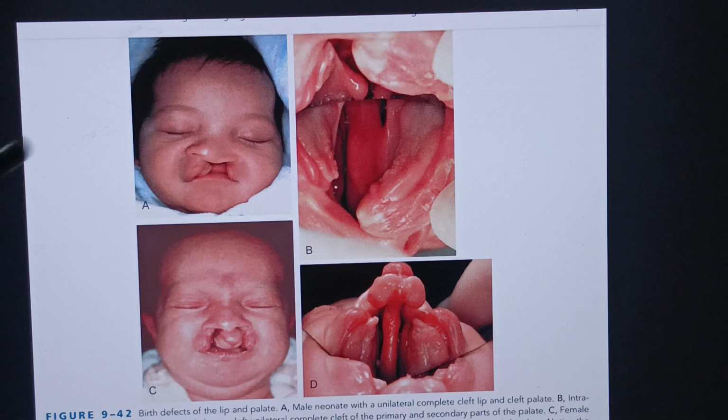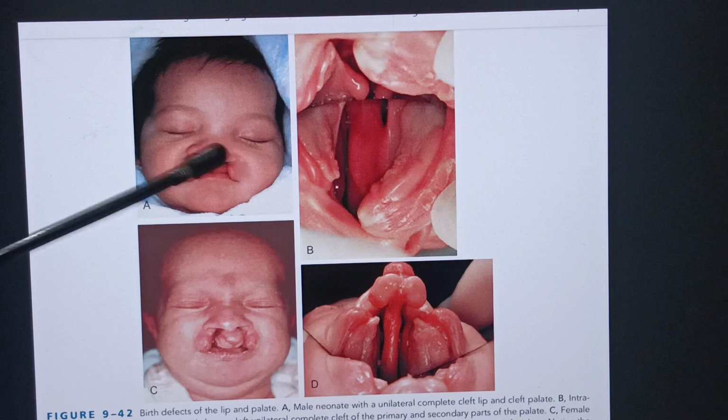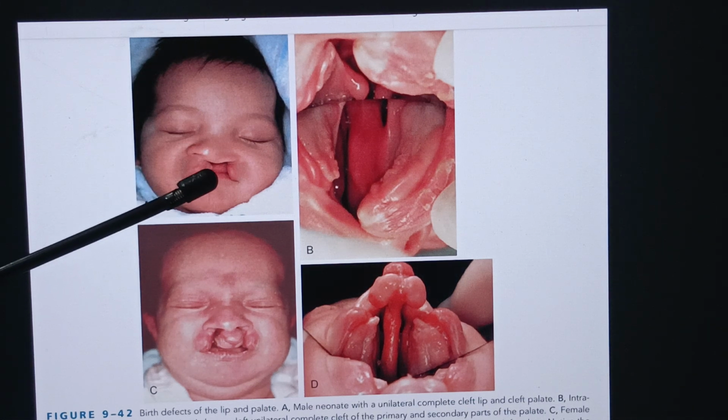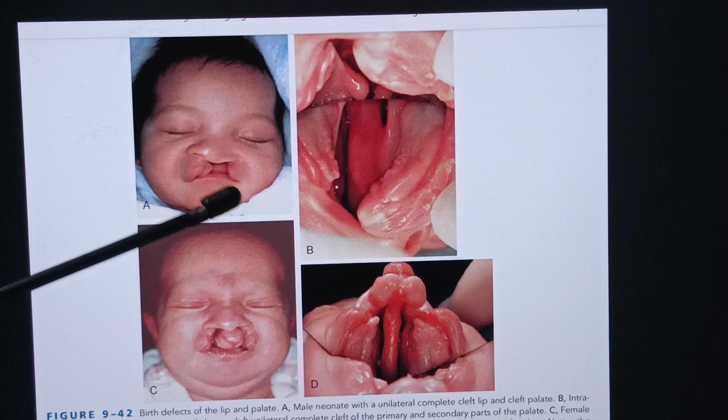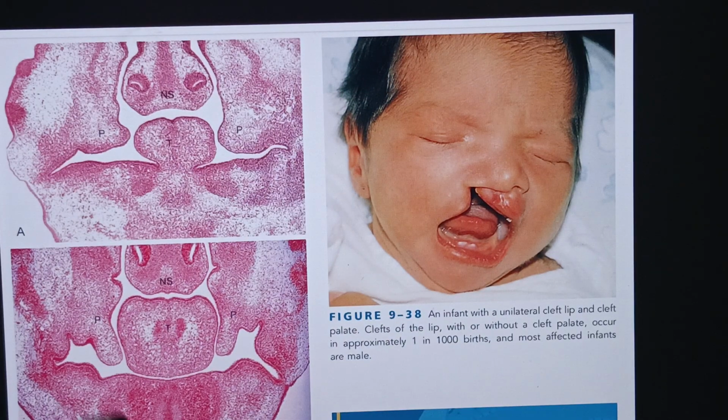And this is a real-time picture to show you that congenitally there could be birth defects of the lip and the palate. A patient can present like this with a unilateral cleft lip and cleft palate. So this resembles what is called a hare lip. I will show you the picture as well.